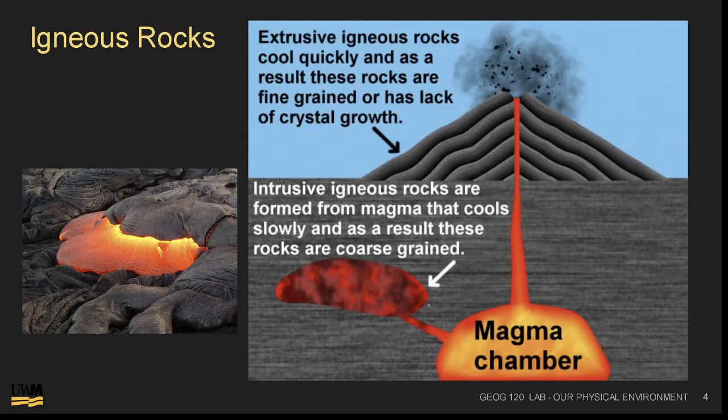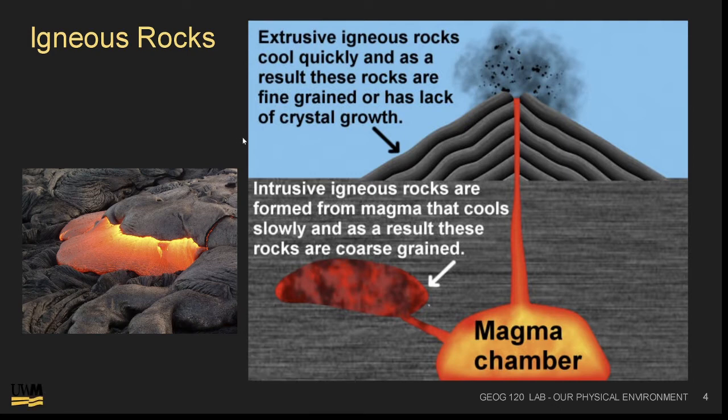So to start, we have to cover what the three main types of rocks are: igneous, sedimentary, and metamorphic. Those may be familiar to you. But to start with igneous, like the name implies, ignite, fire, the root word means that it comes from magma or lava, molten rock. So as these rocks cool, they become solid, or I should say as the magma cools, it becomes rock, solid.